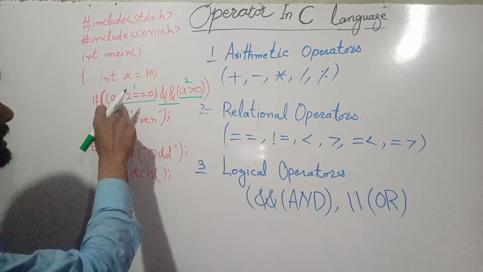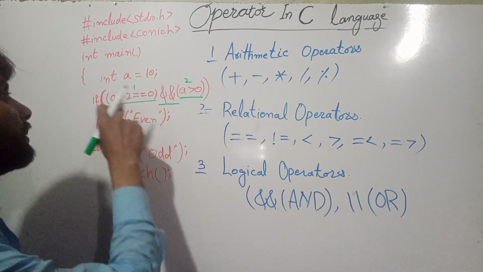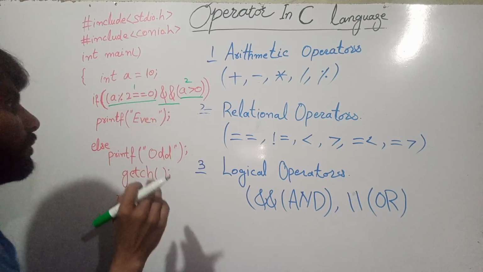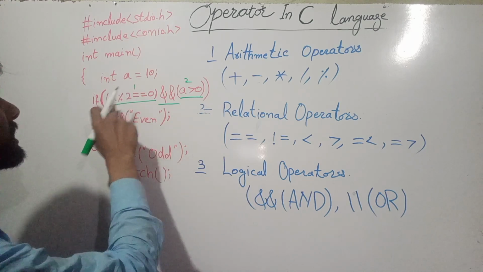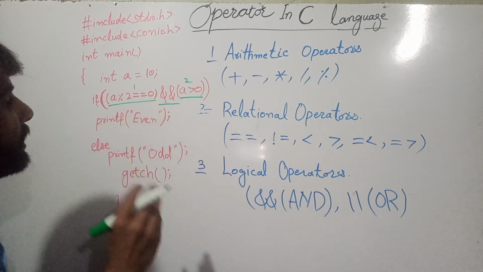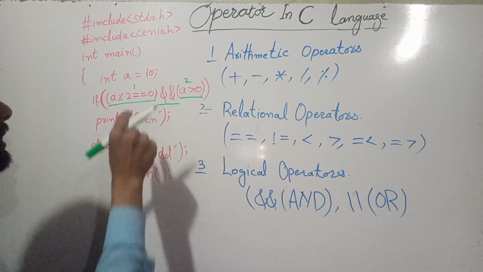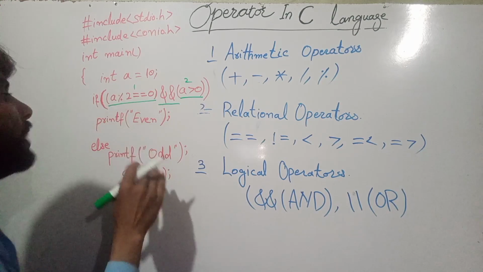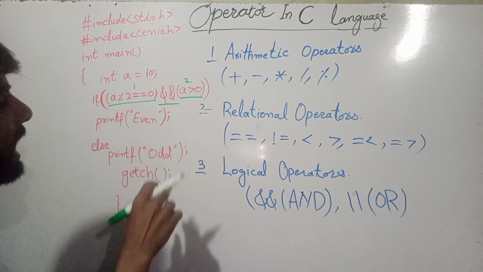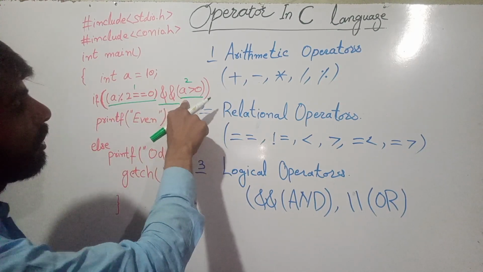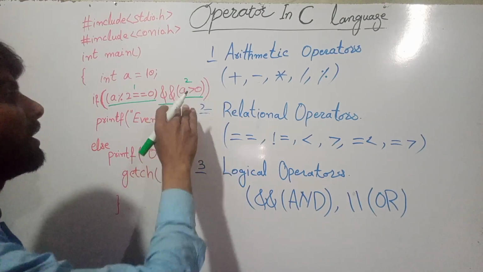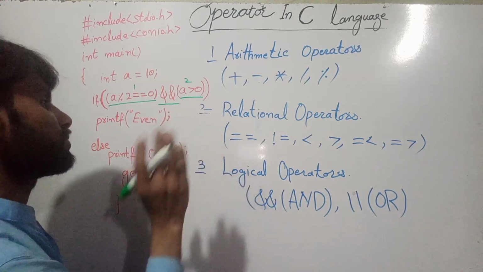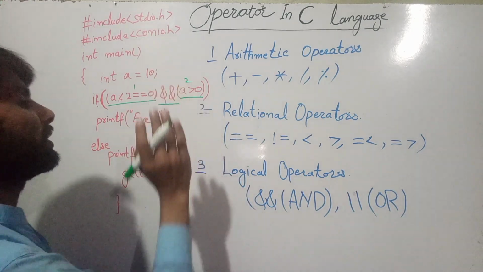A modulus 2: a is 10, and a modulus 2 is equal to 0, right? If this variable a, 10, divides completely by 2 and the remainder is 0, that means it divides completely by 2 and it is an even number. And the second condition is that a must be greater than 0, that means a must always be positive. Negative is not a true condition.